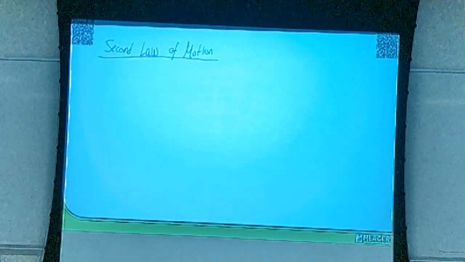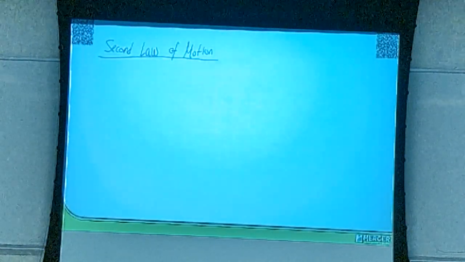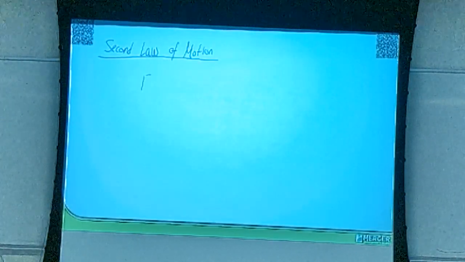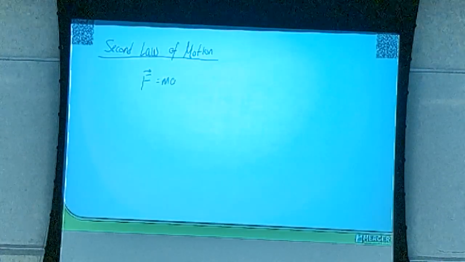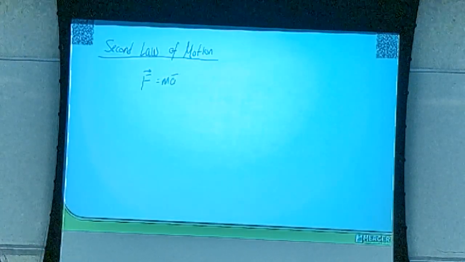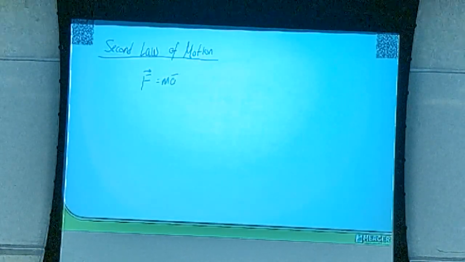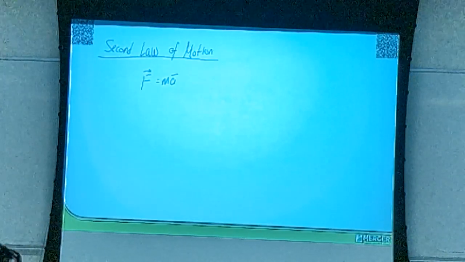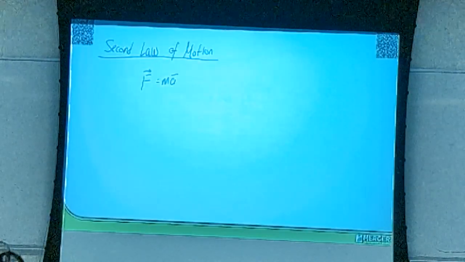What is it? Can you give us a hint? Another hint? Force is mass times acceleration. What is Newton's third law?